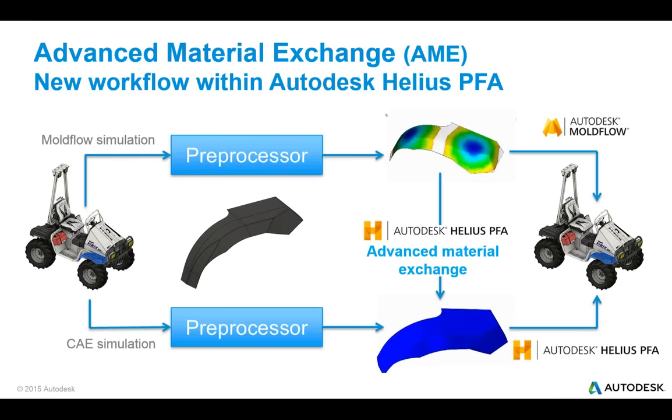We really don't know. We're just kind of iterating down in that space without any information from the mold flow simulation, which is really important because the fiber orientations and even the residual strains contributing to warp can impact structural simulation significantly. So we created Advanced Material Exchange, bundled it with Autodesk Helius PFA to map the data from mold flow to the structural simulation.